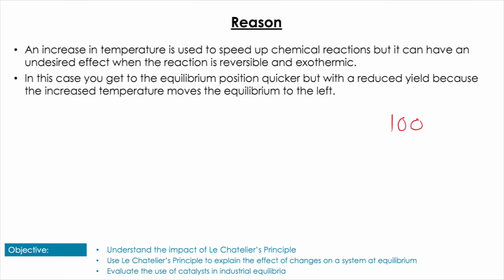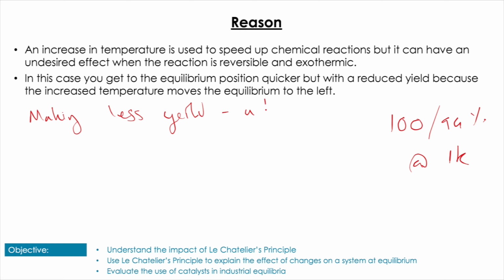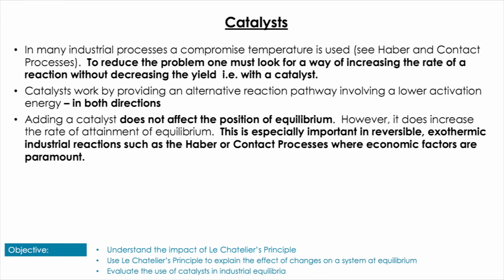So if we get 100% yield or 99% yield at 1 Kelvin, let's say, just a silly example, and it takes us a year to get there, then what's the point? We need to make less yield potentially in a lot less time, or a lot faster, so we can get to the equilibrium quicker. And we can also help ourselves along in this process by using catalysts in industrial processes.